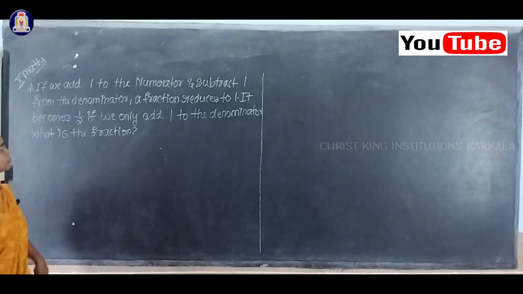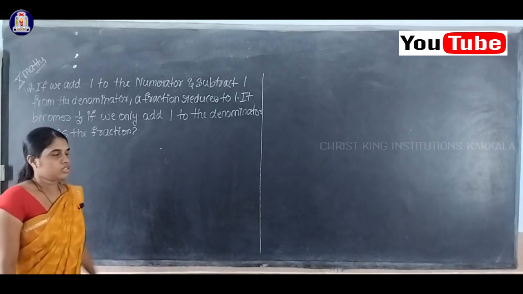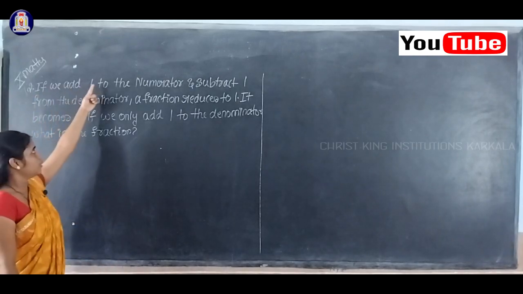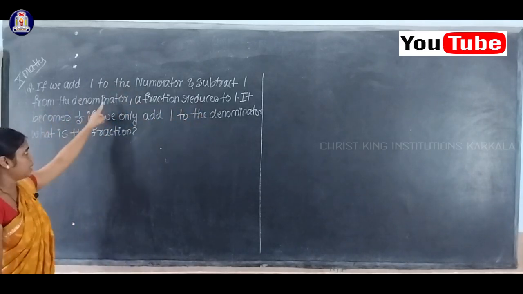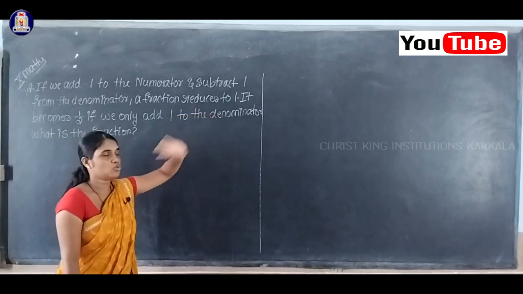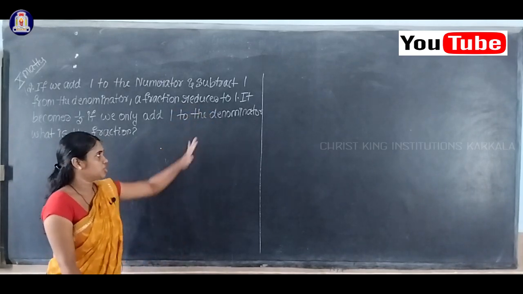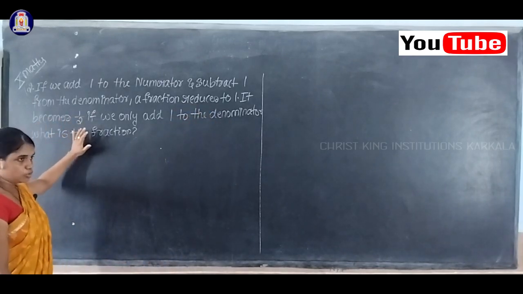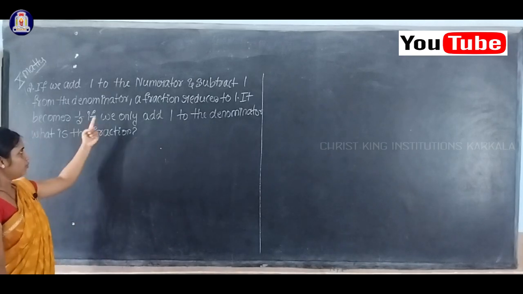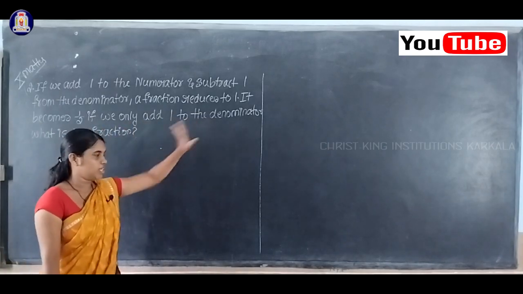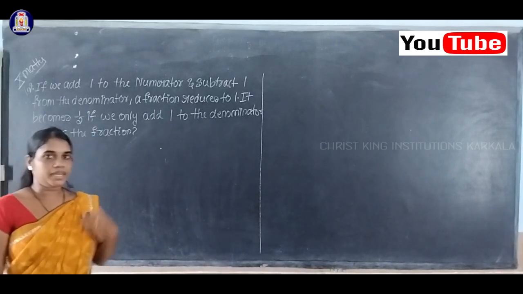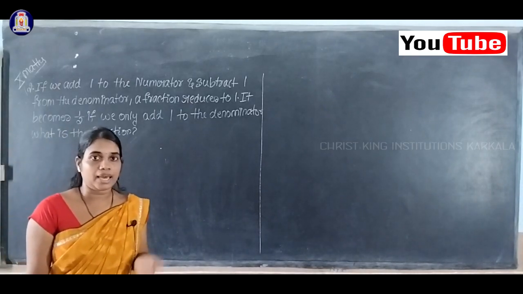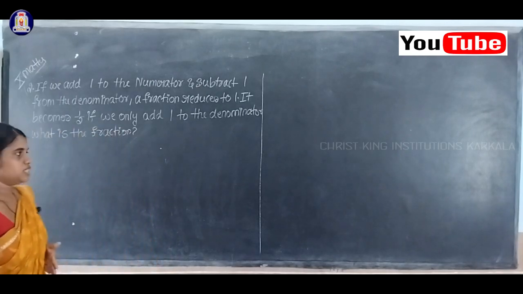Okay, see here, again you have to find the fraction. So in the given problem, if we add 1 to the numerator and subtract 1 from the denominator, our fraction reduces to 1. This is the first condition. It becomes 1 by 2. This is the second case. If we only add 1 to the denominator, what is the fraction? A fraction will be in x by y form, isn't it?